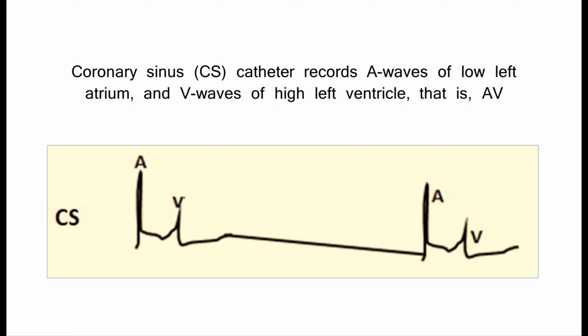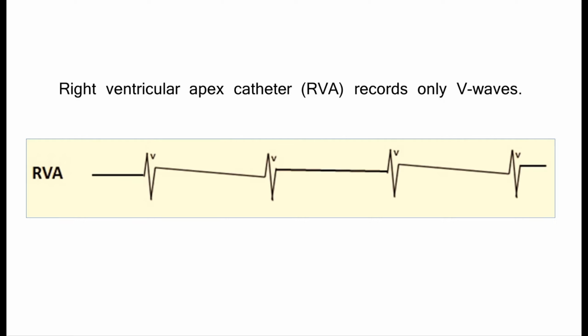Coronary sinus, CS, catheter records A waves of low left atrium, and V waves of high left ventricle, that is, AV. Right ventricular apex catheter, RVA, records only V waves.